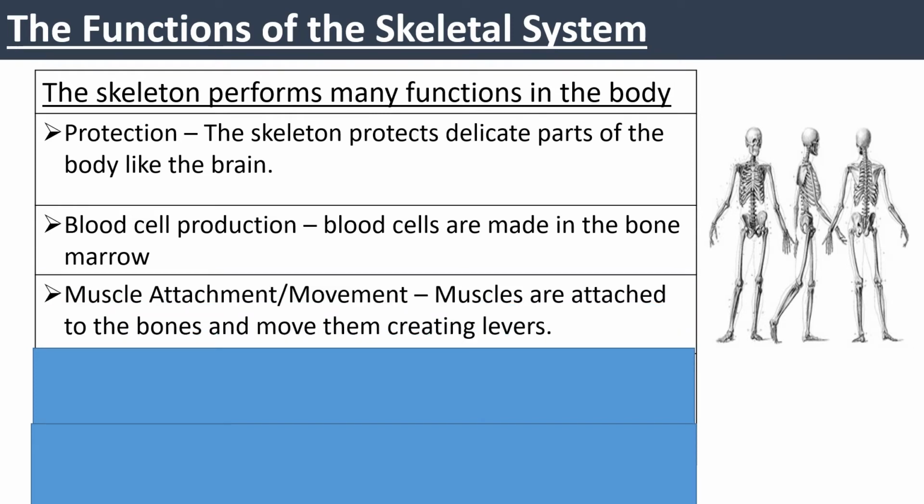Muscle attachment and muscle movement. Muscles are attached to our bones. That is how we are performing those basic movements that we do. Our muscles shorten. They're connected to the bone with a tendon, and that tendon pulls the bone in different positions.